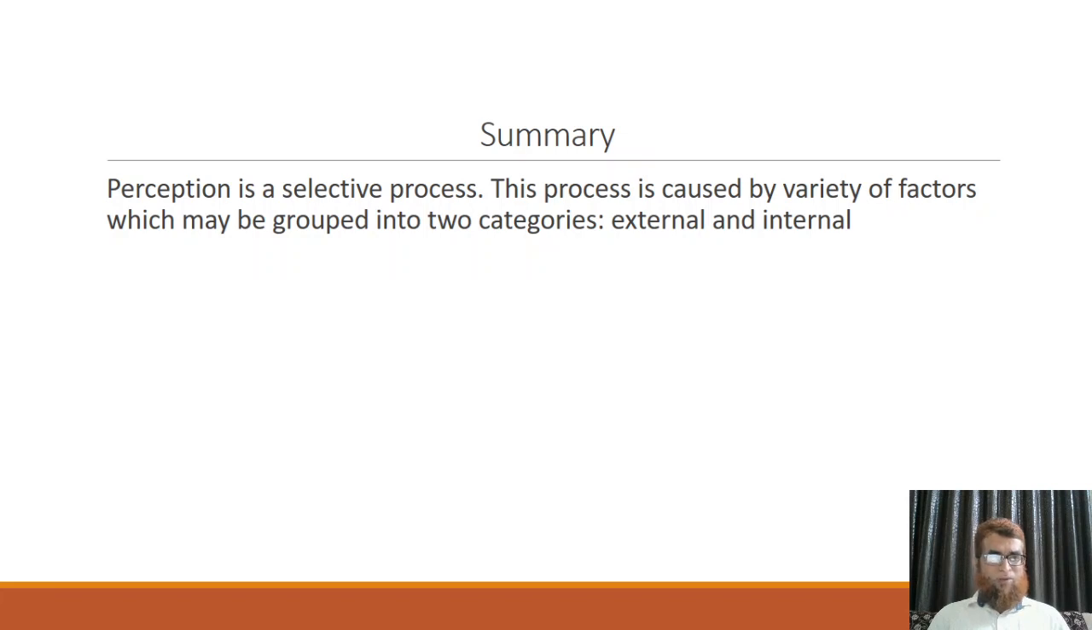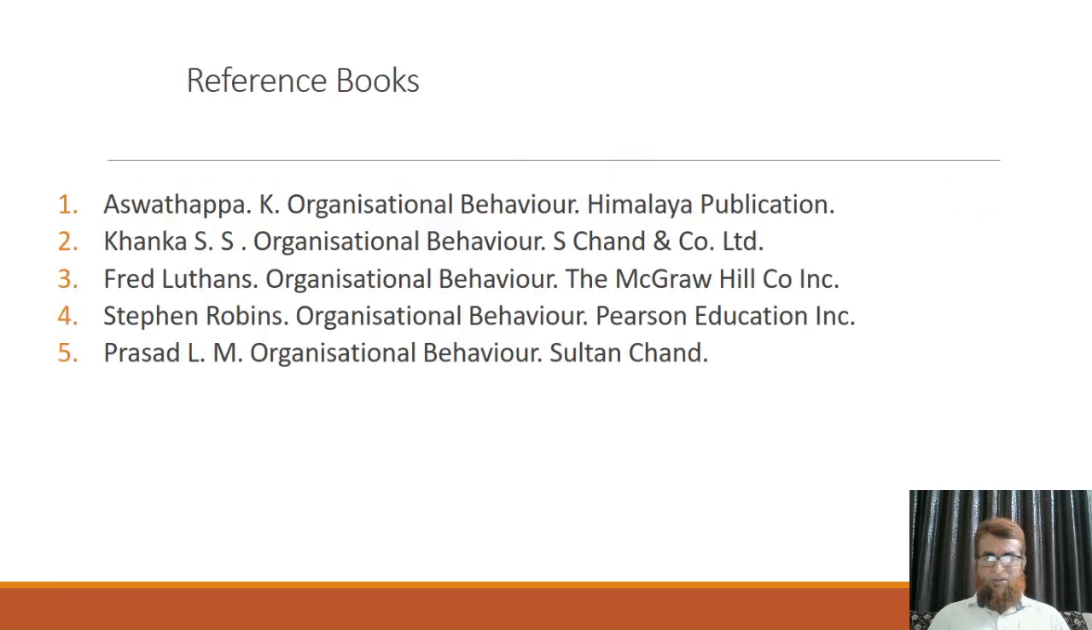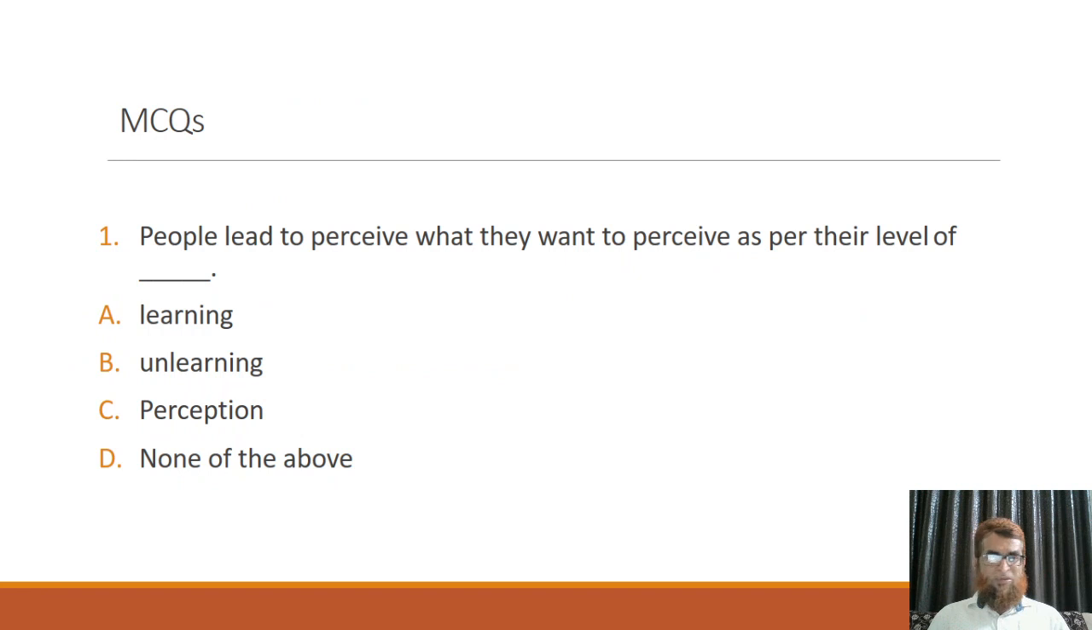So to sum up, perception is a selective process. This process is affected by a variety of factors which may be grouped into two categories, external factors and internal factors. You can refer to these books for further studies, and we have some questions here.